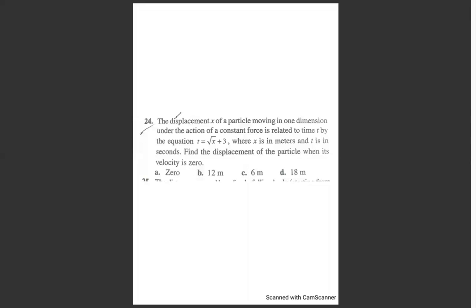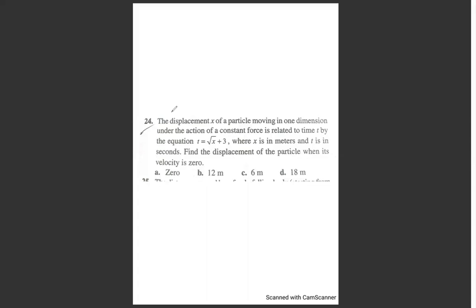Did you get the answer? Yes, very good. Answer is option A. So this equation is a time and position equation. We have to find out the displacement of the particle when its velocity is zero, right? You know that velocity is equal to dx by dt.